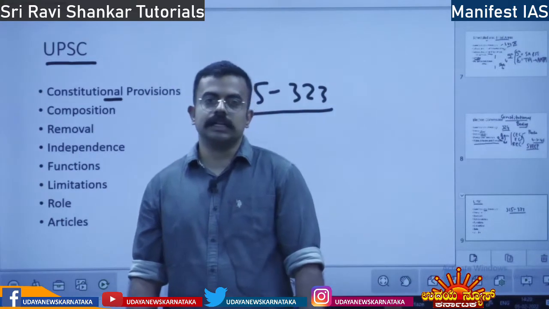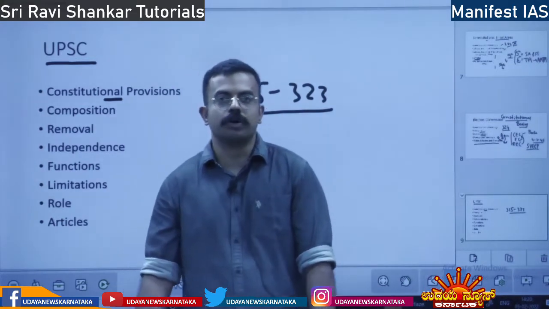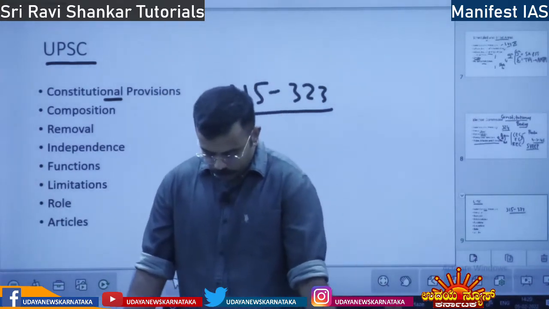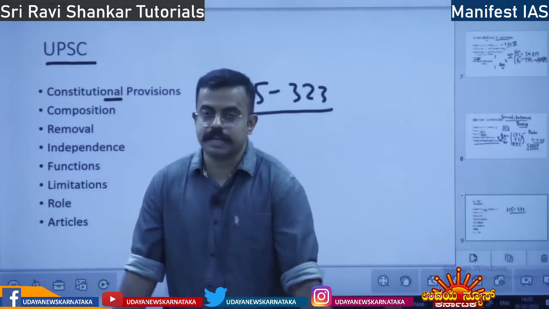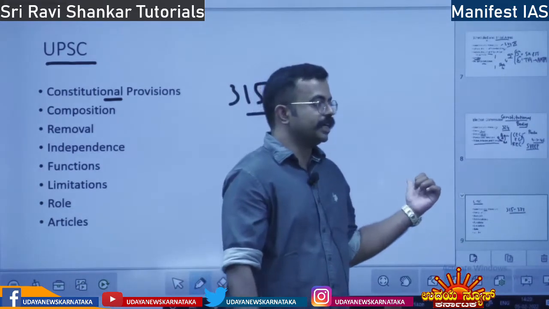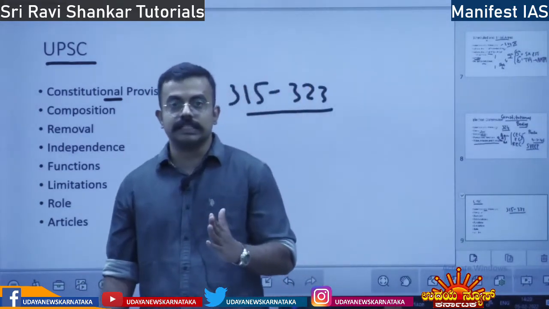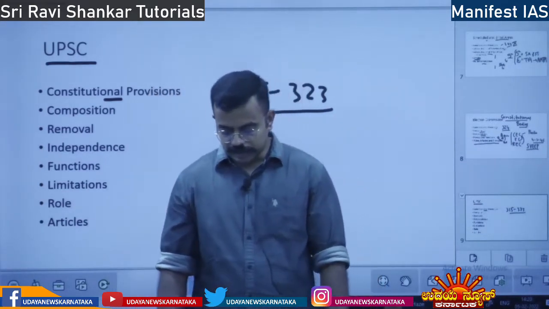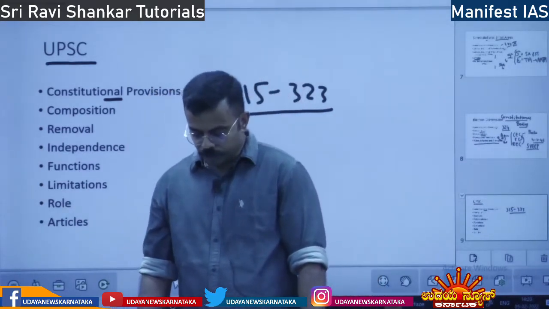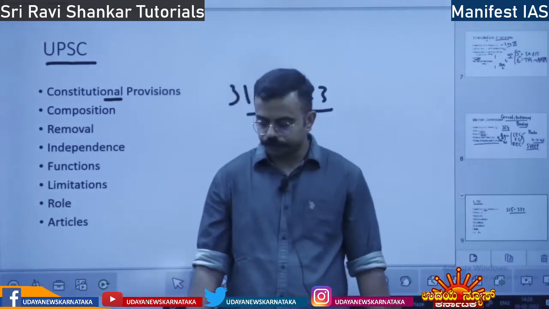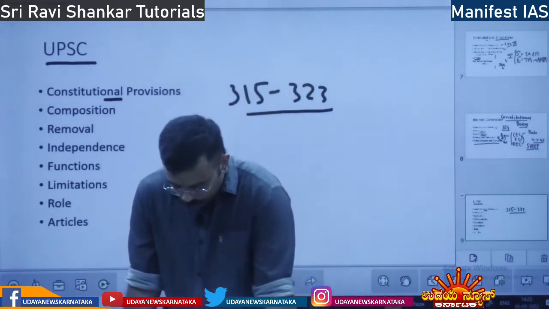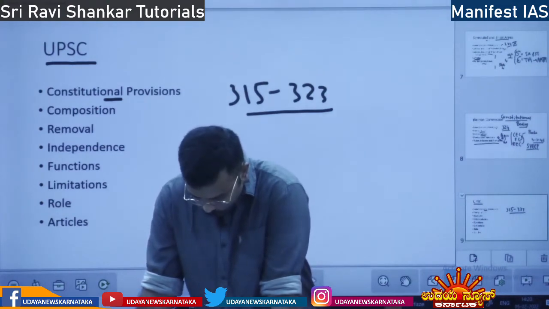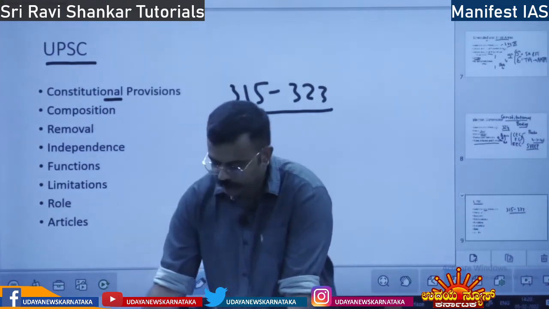Okay. Generally the members hold office for 6 years or until the age of 65 years, whichever is earlier. So they can also be removed. When can they be removed? The President can remove them as provided in the Constitution.